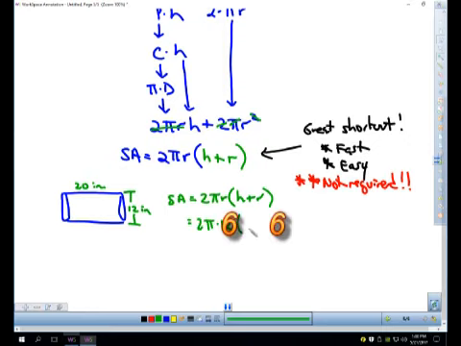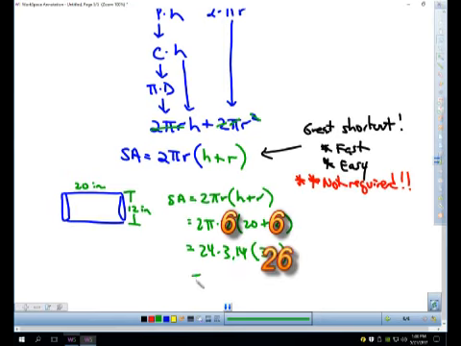Alright, please, I messed this up. I can see this already. I'm messing this up. Remember, use the radius of 6, not the diameter of 12. Alright, use the radius of 6. And when I multiply that out, that will give me my answer.